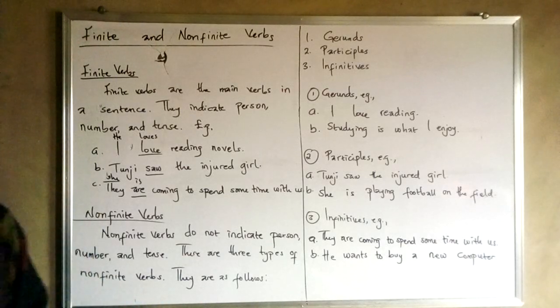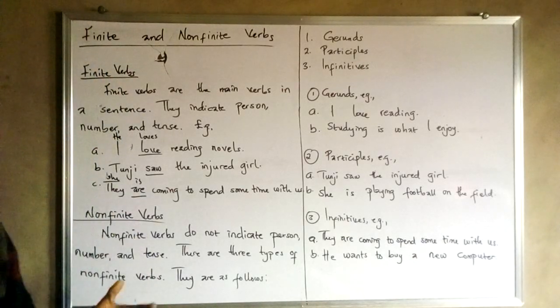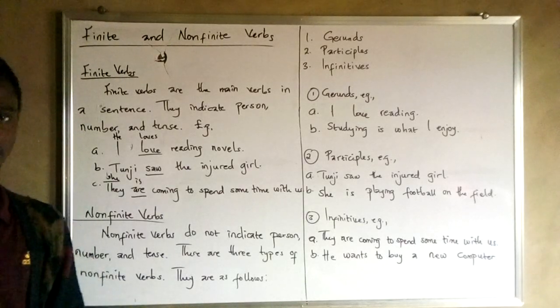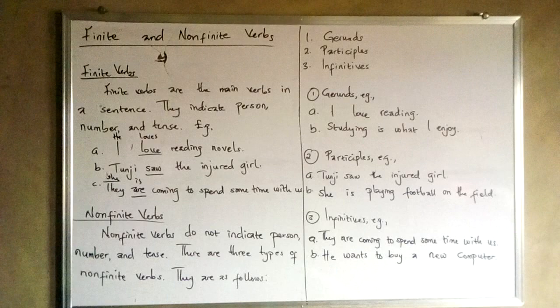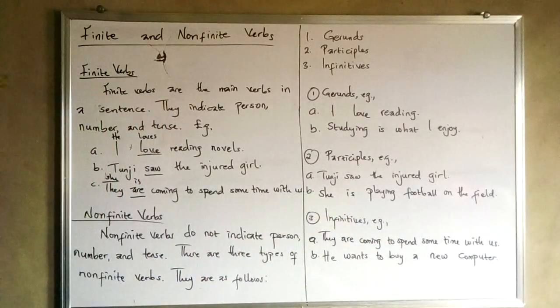Now, number one, gerund. What are gerunds? Gerunds are verbs used as nouns. They are otherwise called verbal nouns. So for example, we have here: I love reading.